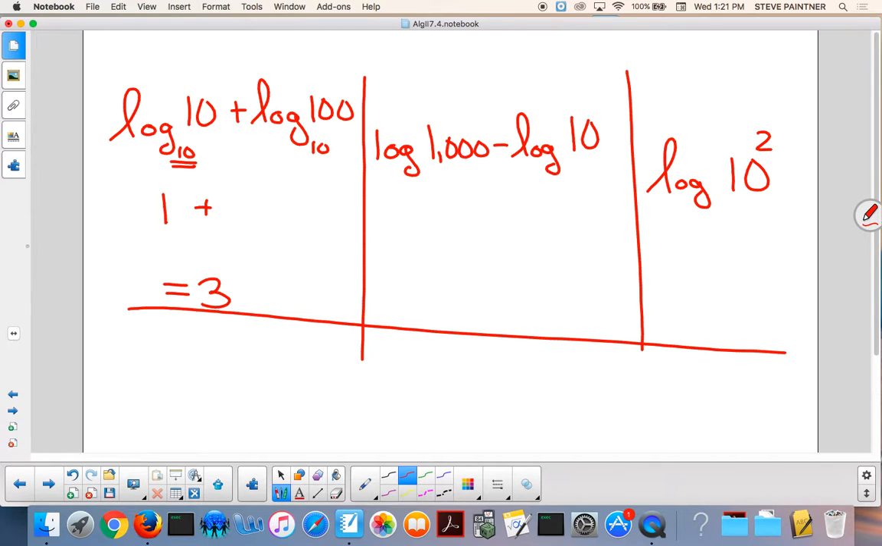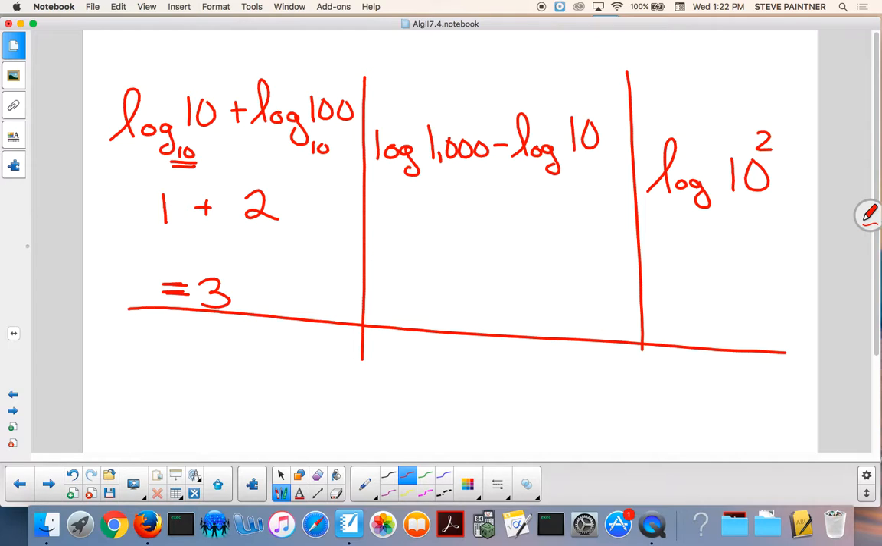10 to the first is 10. 10 to the second is 100. You said 2,000. Oh, did I say 1,000? Yeah. I didn't mean 1,000. Sorry. 10 to what power is 100? 2. Okay. 1 plus 2? 3. Eric got it right. Good? You see what happened? I'm just asking for exponents. When I say log of this, it's an exponent. Log of this, it's an exponent. It's 1 plus 2 is 3.